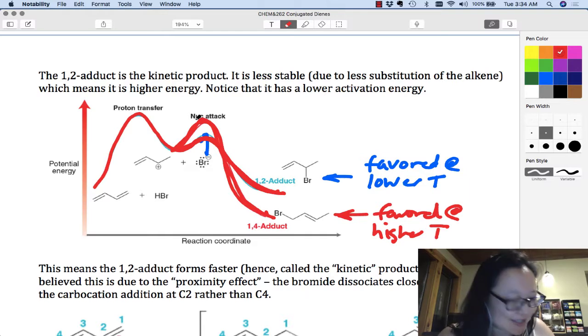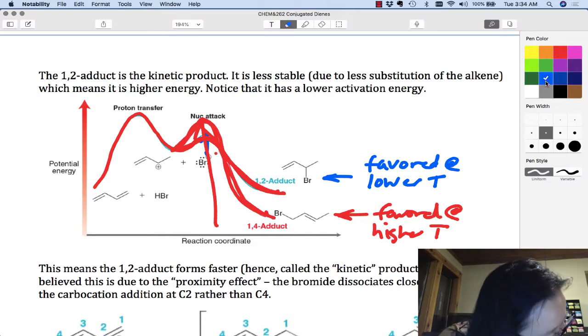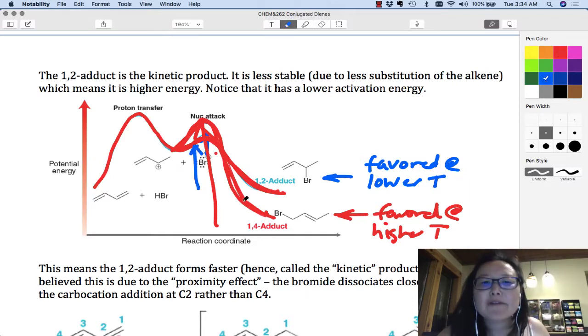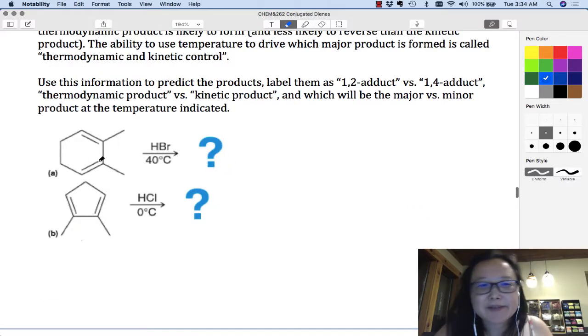But this activation energy for the reverse for the thermodynamic product is much higher than the reverse activation energy for the kinetic product. So you're more reversible for the kinetic product to form thermodynamic product and less reversible for the thermodynamic product to form kinetic product. So basically it's like you're pooling into an energy sink, right? Everything forms eventually into the thermodynamic product, and it's harder for the thermodynamic product to get out of that and form kinetic product.